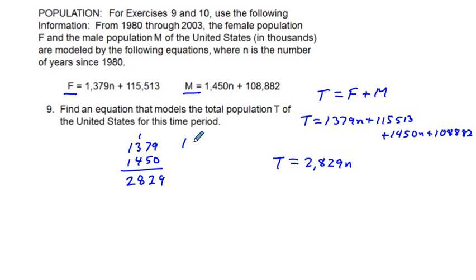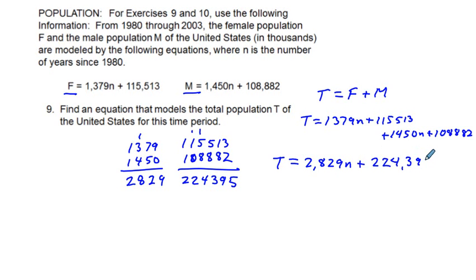And then we're going to have this second set, the number itself, so 115,513 plus 108,882, and adding these together we get 5, 9, 13, this will be 14, and 2, 2. So we had plus 224,395. So that's going to be our total population.